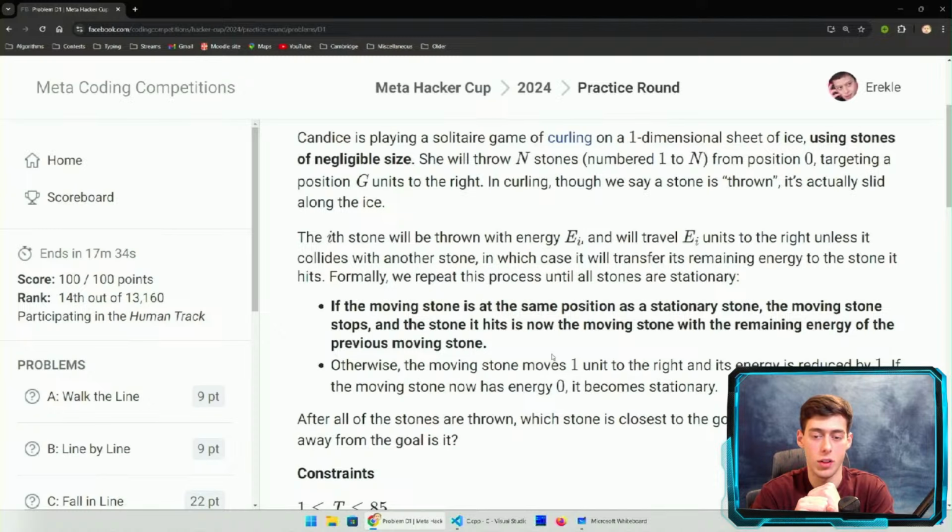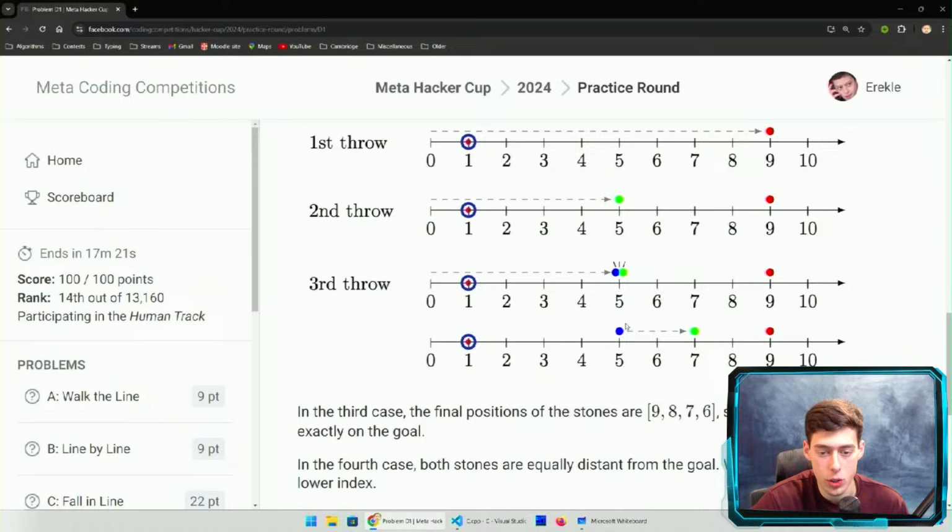And the other stone moves off with the same energy that you had. So you just give it your energy, essentially. You swap energies. So that's what happens here. Then this green stone keeps going with the blue stone's energy instead, and it stops here at 7. So that's how this works.